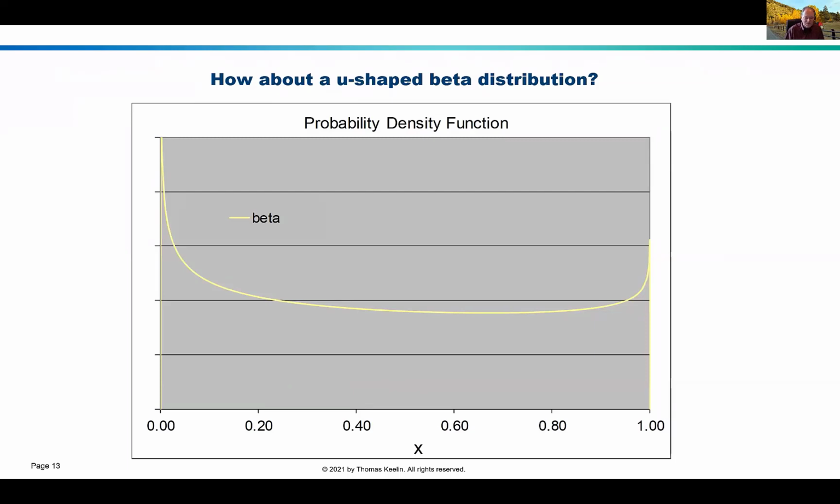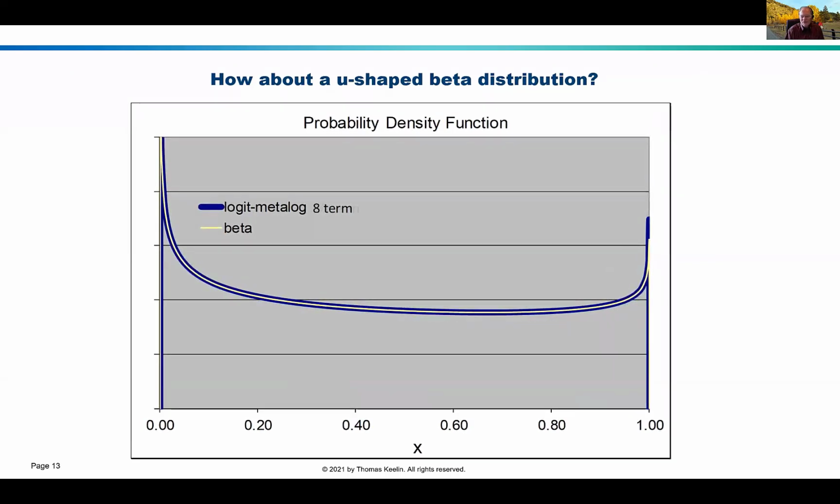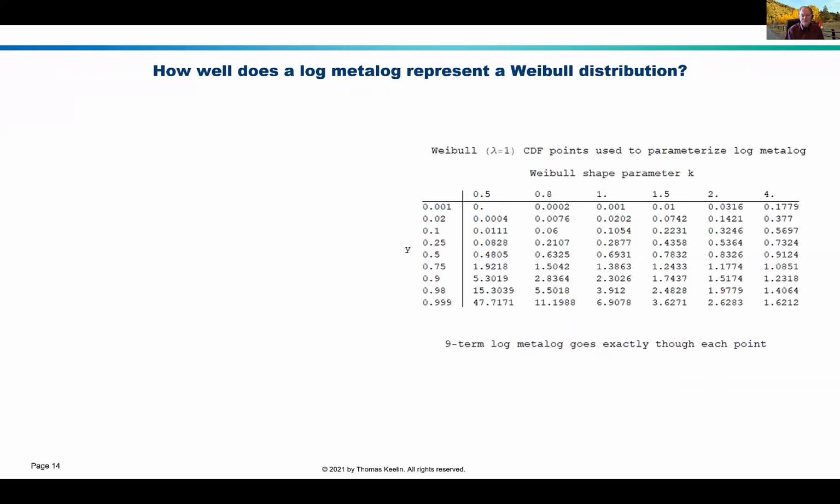What about a U-shaped beta distribution approximated with a logit or a bounded Metalog? Well, you'd think that would be pretty difficult. No, not at all. There's the 2-term, 4, 6, 8, 10. So once again, the Metalog can approximate virtually all beta distributions exactly, but yet it has far more shape flexibility than the beta family does.